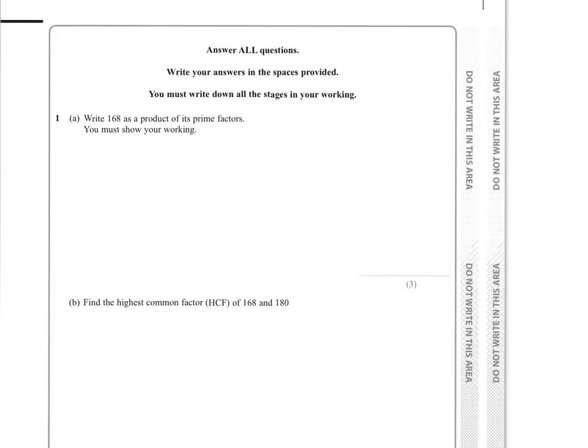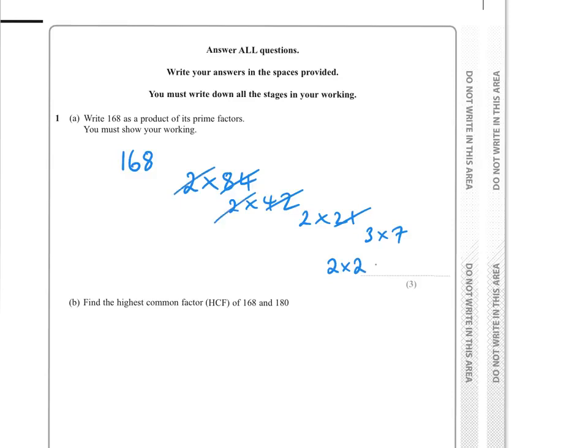Question 1. Write down 168 as a product of its prime factors. Well, 168, that's 2 times 84, and 84 is 2 times 42, which is 2 times 21, which is 3 times 7. So what we can write is 2 times 2 times 2 times 3 times 7, or we could write 2 cubed times 3 times 7.